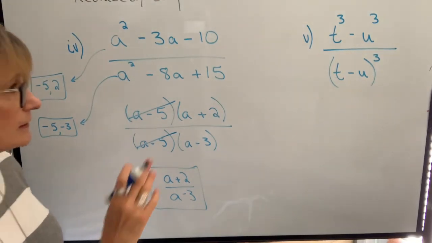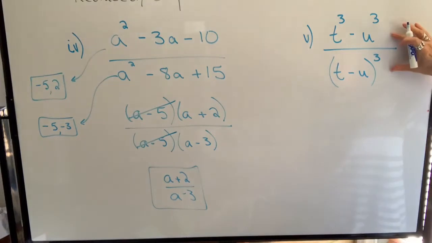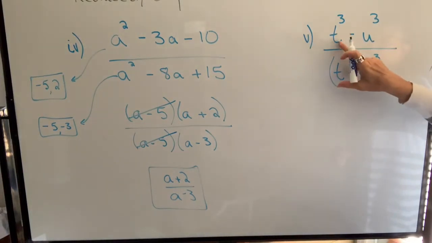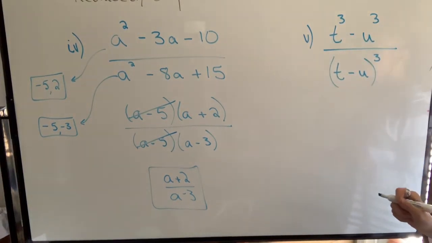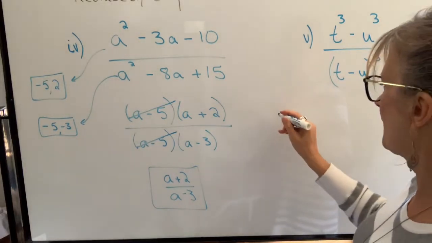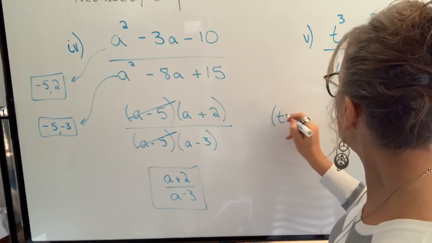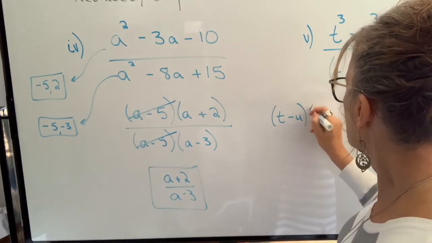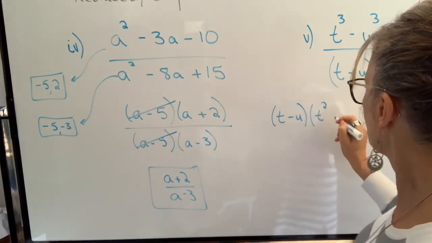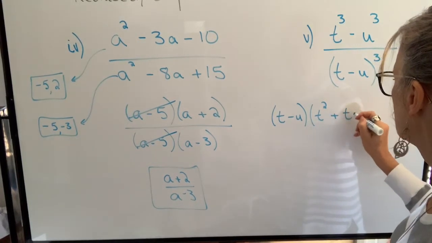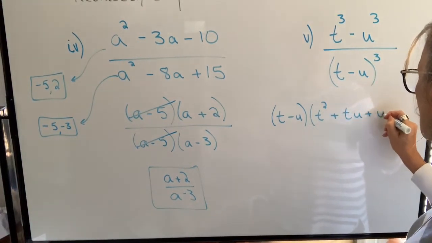In the next example, hopefully you can recognize that this is a difference of cubes. So we plug into our difference of cubes pattern. The factor for the numerator will be t minus u times t squared plus tu plus u squared.